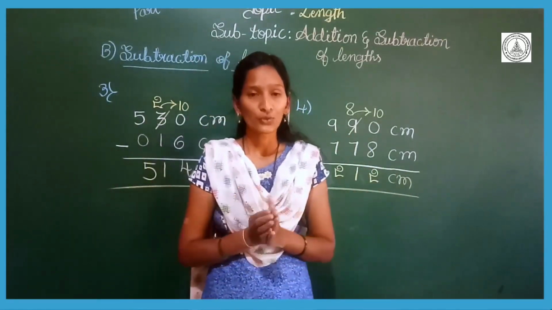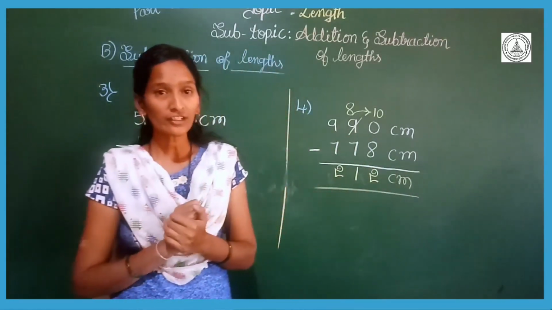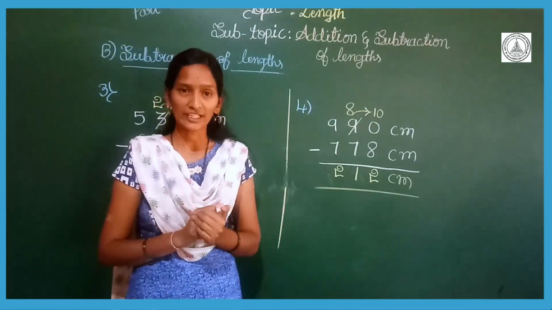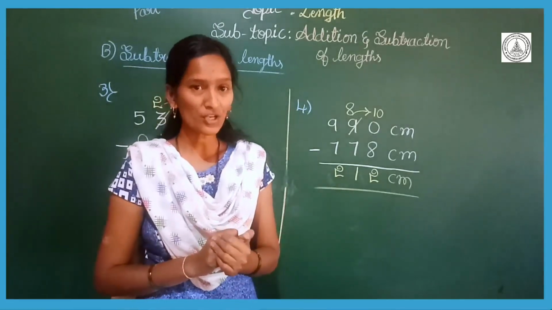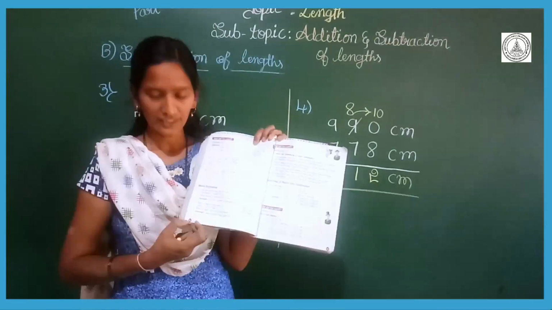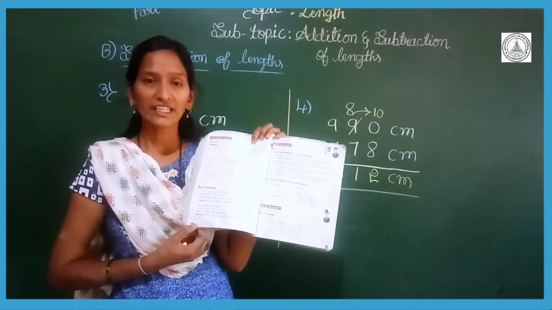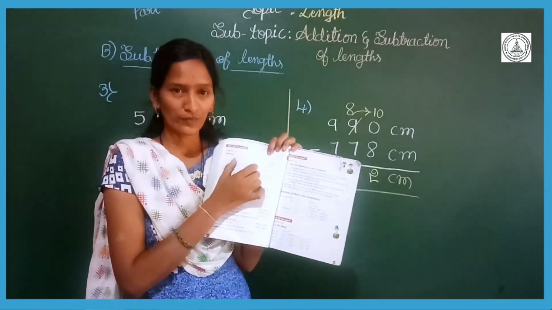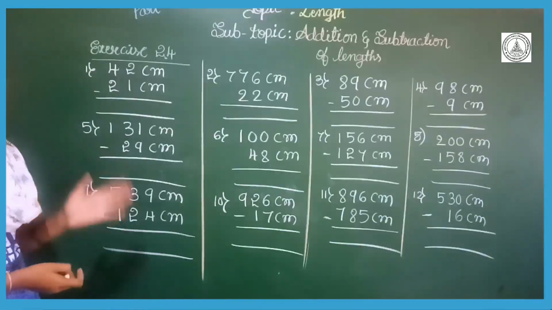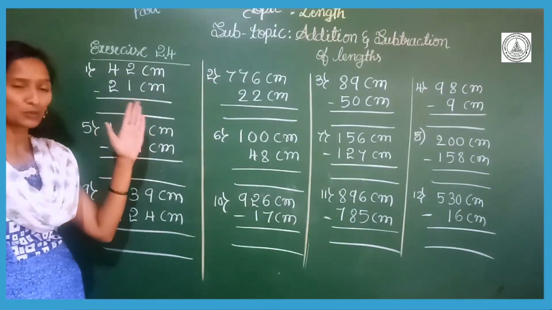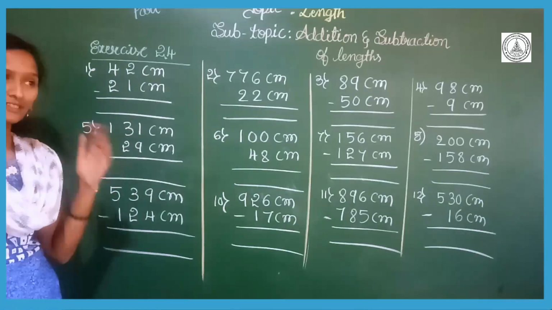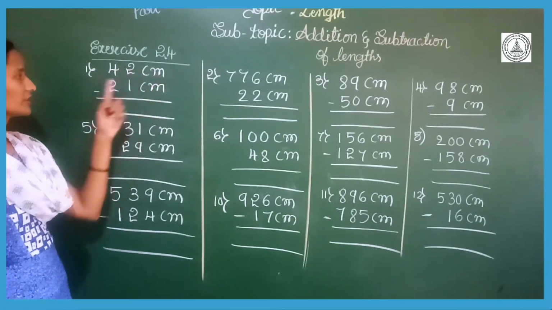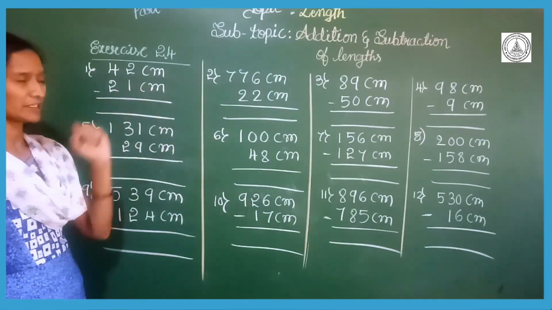Right? So students, until now you learned how to subtract a length. So now I will move to the textbook activity. All of you open your textbook and open page number 94. See here is page number 94, exercise number 2.4. Its headline is Subtract. So come to the first problem. It is 42 centimeter minus 21 centimeter.